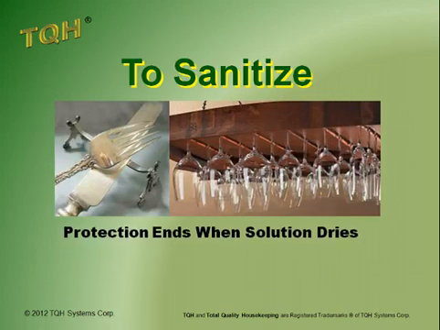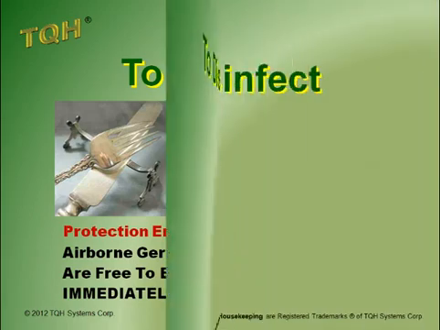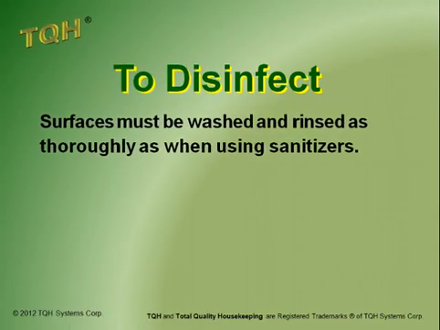Now let's think of silverware and glasses. When you wash them, get them clean, and then you sanitize them, as soon as that sanitizing solution dries, the protection is over. Airborne germs and germs from touch are now free to begin populating the surface. To disinfect, a surface must be washed and rinsed thoroughly, just as though you were doing the sanitizing process.